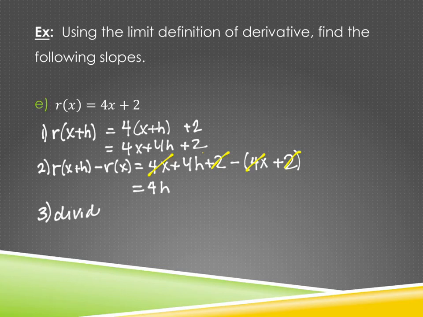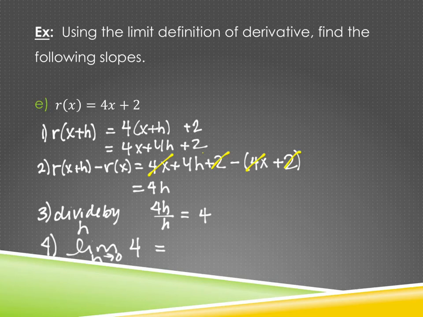Step 3 is to divide by h. 4h divided by h equals 4. And then my last step, the limit as h goes to 0 of 4 is equal to what? 4. And that was my r prime, or derivative of r, for our equation.